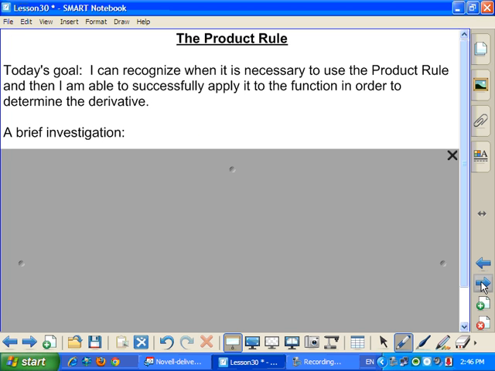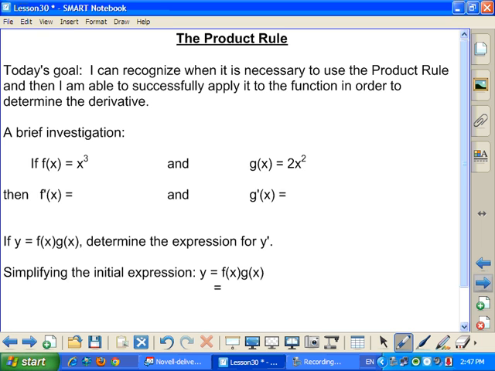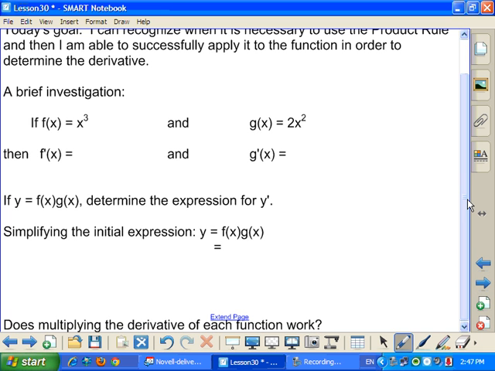So today, the product rule is the topic for today. And what's the goal? I can recognize when it's necessary to use product rule, and I am able to successfully apply the product rule to the function. So let's talk about the product rule. What is the product rule? We've done power rule and now product rule. Product rule is when we have two functions multiplying each other.